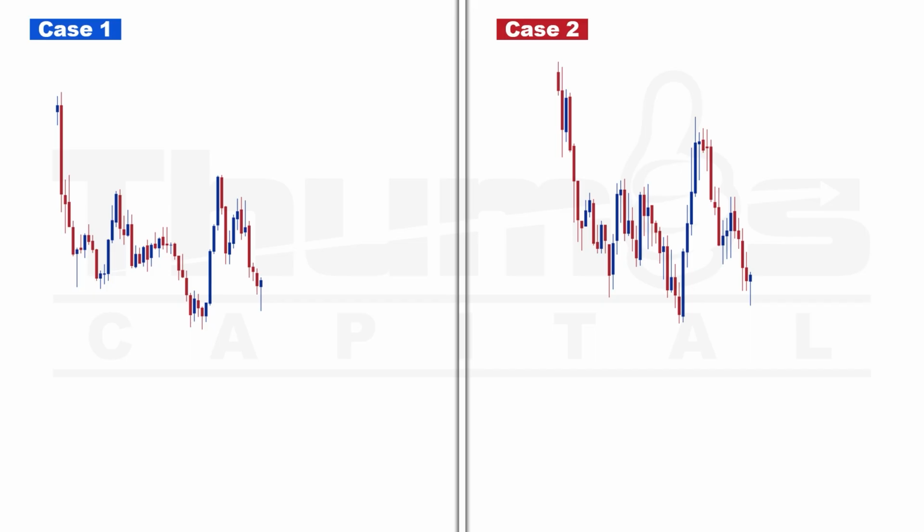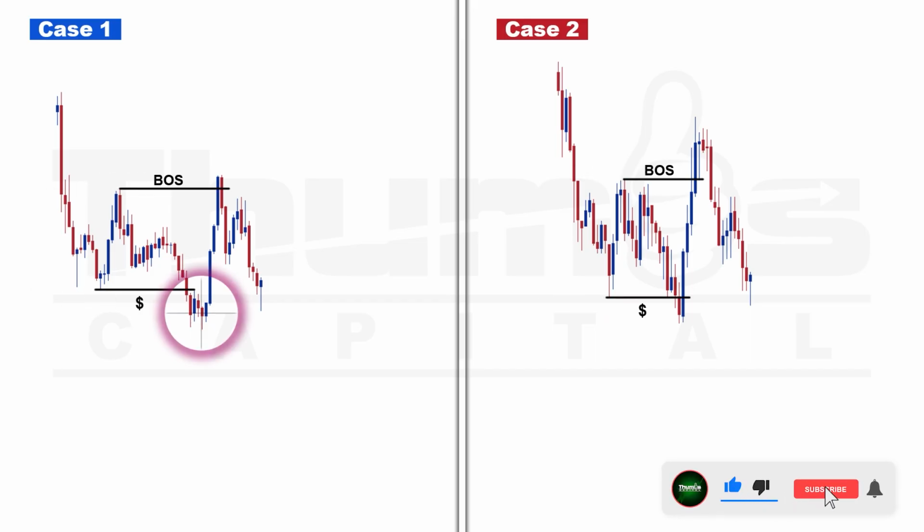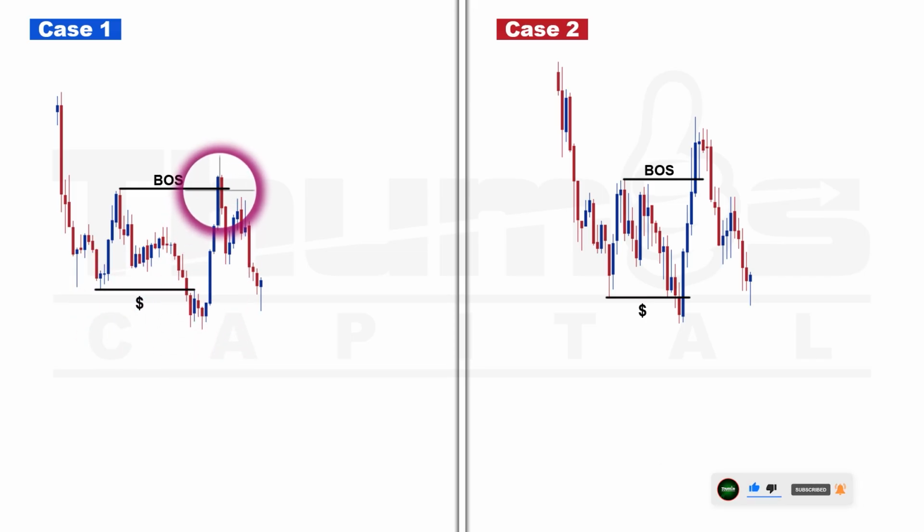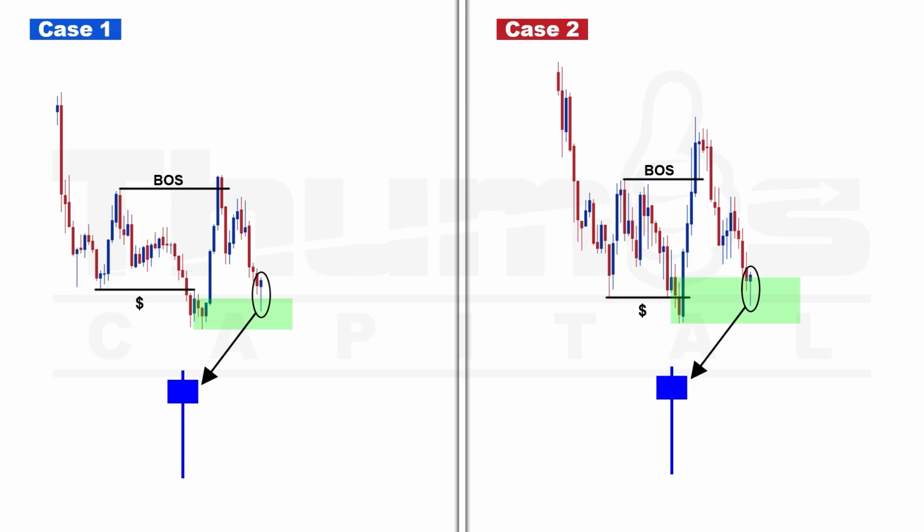Let's take a look at these 2 examples. In both cases, we have a perfect buy setup, which is a sell side liquidity grab followed by a break of structure to the upside, then a retracement into the imbalance created by the bullish impulse. Right inside this point of interest is where the pin bar is formed. This confirms the buy setup for most retail traders.